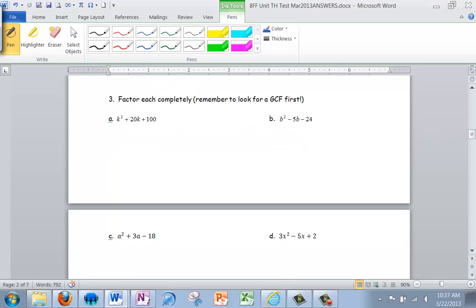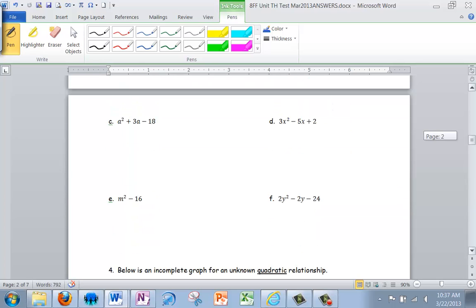Okay, here's your factoring. For letter A, there is no GCF. It factors to k plus 10 times k plus 10, or you could write k plus 10 squared. Either one is fine. Again, show your work for these if you can. You need to do the work carefully. Be sure that you don't just write down the correct answer. Make sure that you do it yourself. Letter B is b minus 8 and b plus 3. Some of you had the signs backwards for that one, so be careful of that.